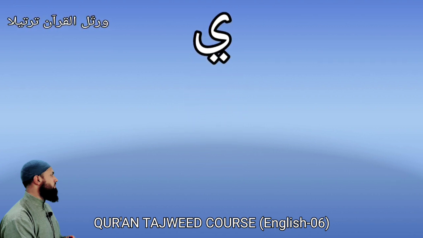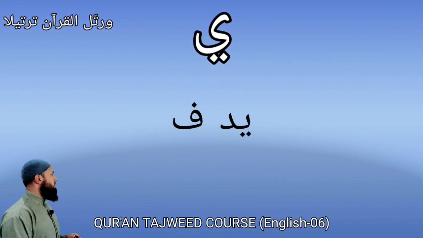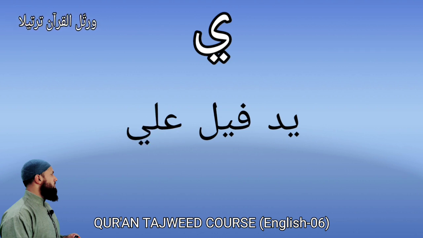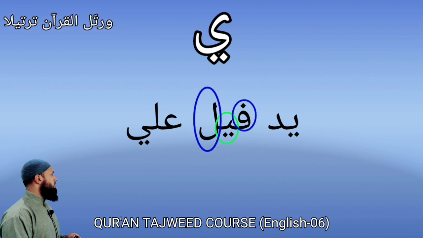Ya, as in yadun, filun, aliyun. In the first word, ya is used at the initial position and it is joined with the letter on its left side. In the second word, ya is used at the medial position and it is joined with the letter on its right side as well as the letter on its left side.